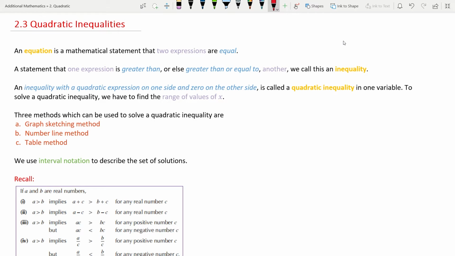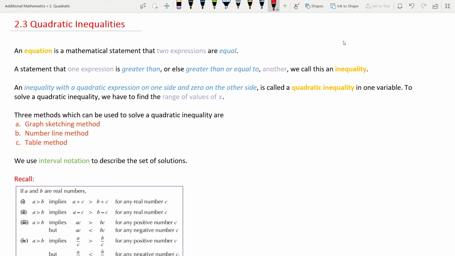An equation is a mathematical statement that two expressions are equal. A statement that one expression is greater than or greater than or equal to another, we call this an inequality. An inequality with a quadratic expression on one side and 0 on the other side is called a quadratic inequality in one variable. To solve a quadratic inequality, we have to find the range of values of x.